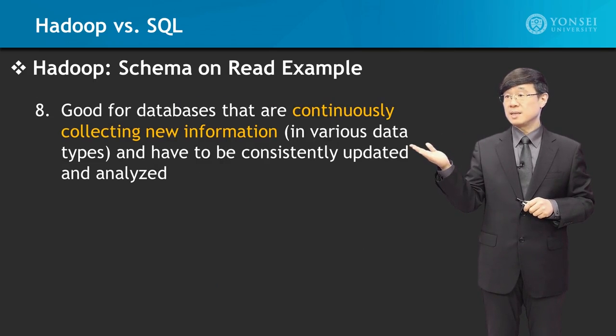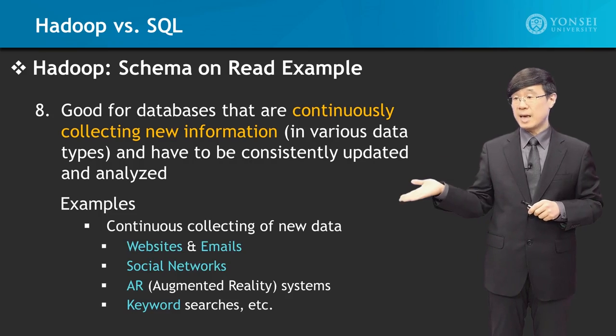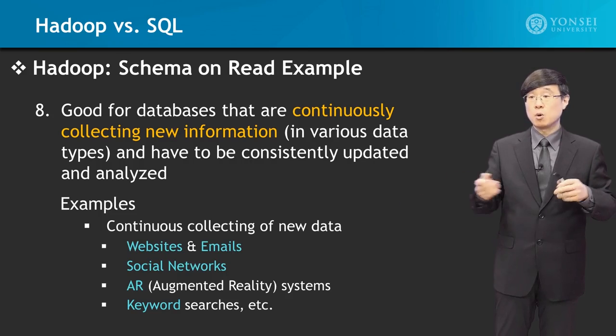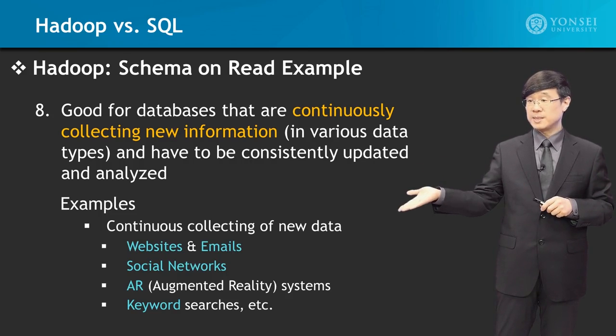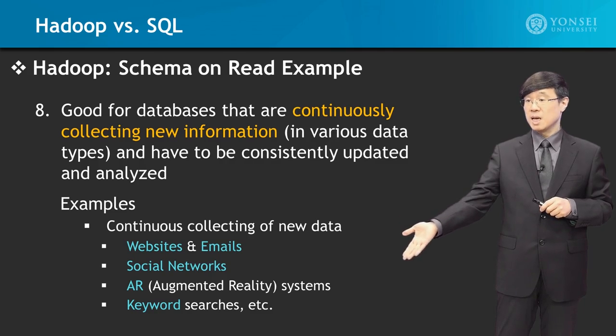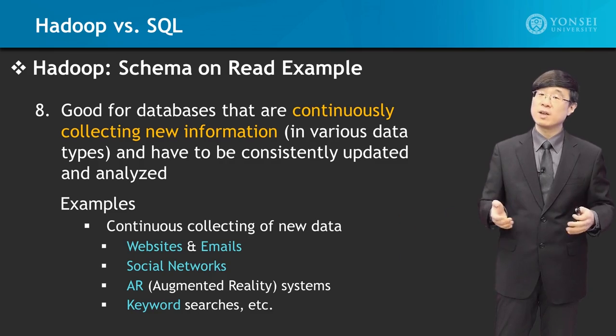Hadoop is good for databases that are continuously collecting new information in various data types and have to be consistently updated and analyzed. Examples where Hadoop schema on read is much more powerful include websites and emails, social networks, augmented reality-based systems, keyword search engines, and various other places.